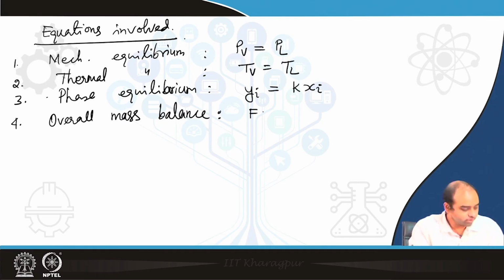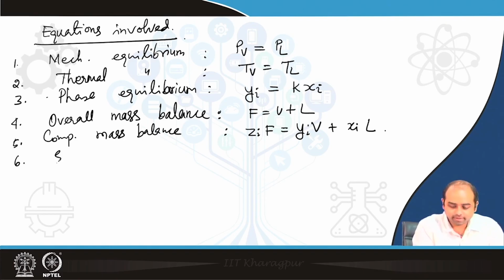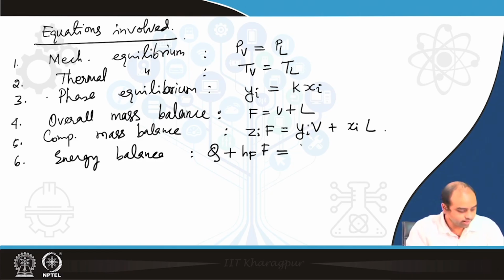So that is F is equal to L plus V. Then we have the component mass balance, isn't it? So that is ZiF is equal to YiV plus XiL. Then we have the energy balance, which is Q plus HF F. So this is enthalpy in minus enthalpy out, HL L, HV V. Then we have the summation equation.